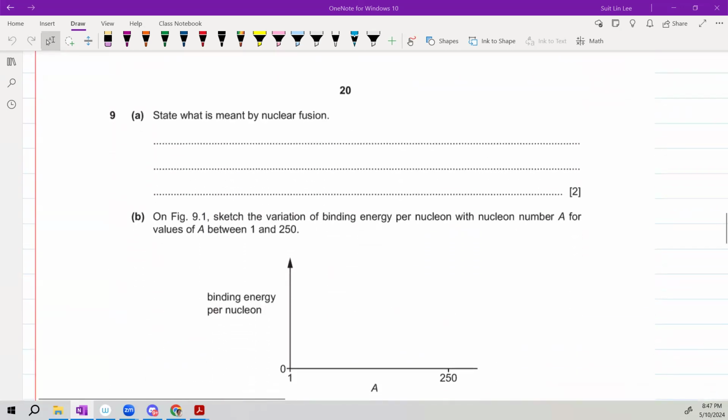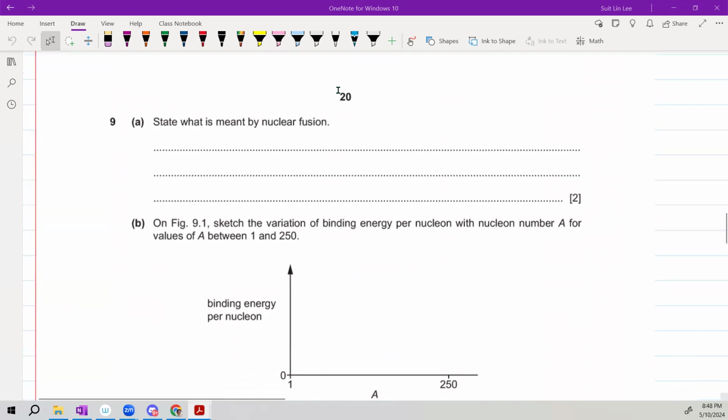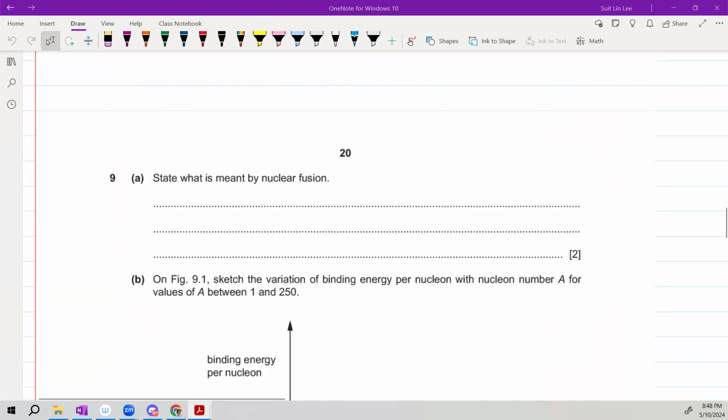I think the first part is fairly straightforward. You want to talk about binding energy. So this one is, let me write down the year first. Winter 2-3 P41. Question 9D.